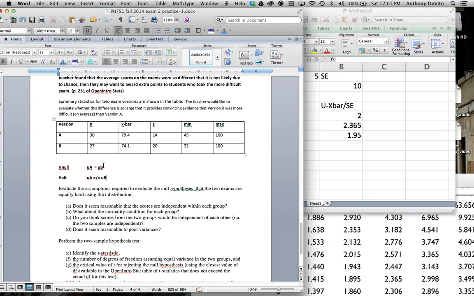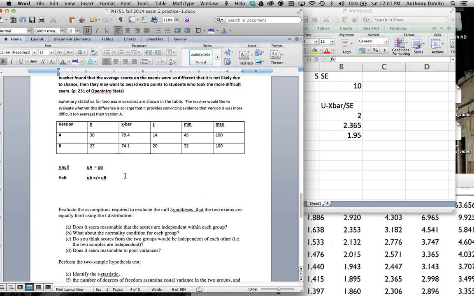Notice I'm not putting x bars in here. I'm putting the means, the population means, not the sample means, because that's ultimately what we're interested in. That's really what we're trying to prove. Also notice, again, this is a two-sided test, right? I didn't make a judgment as to which one of the exams was better or worse. I just want to know, are they different? At the moment, anyway.